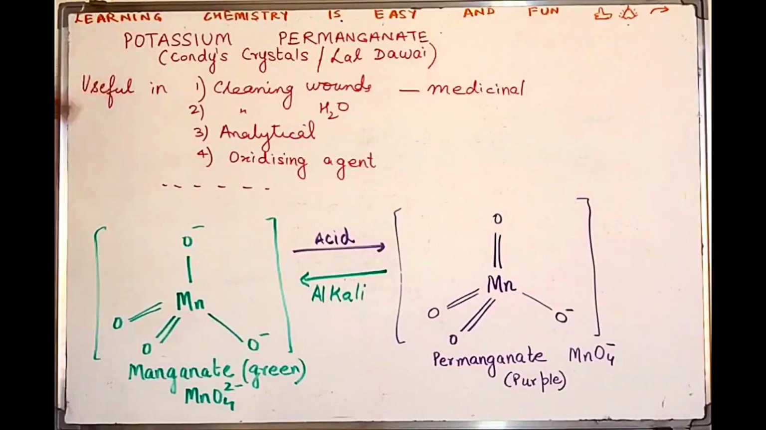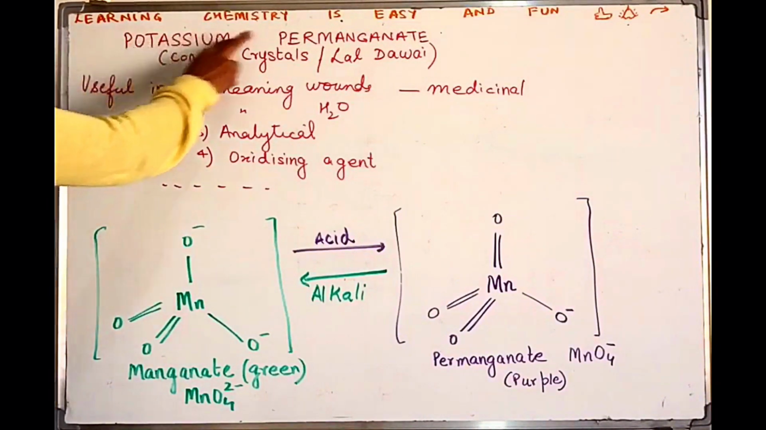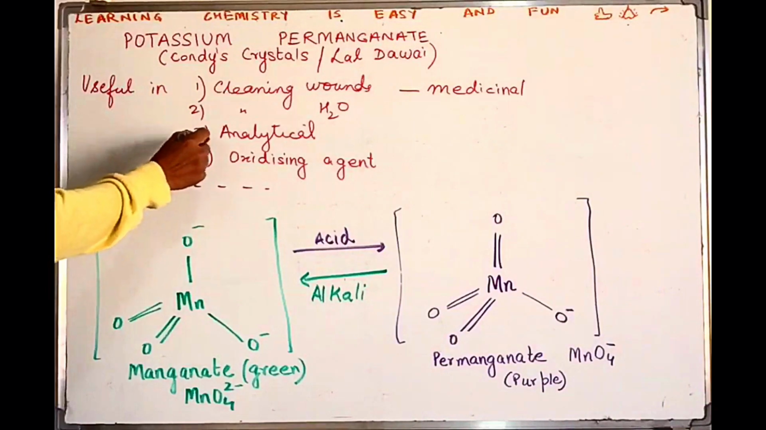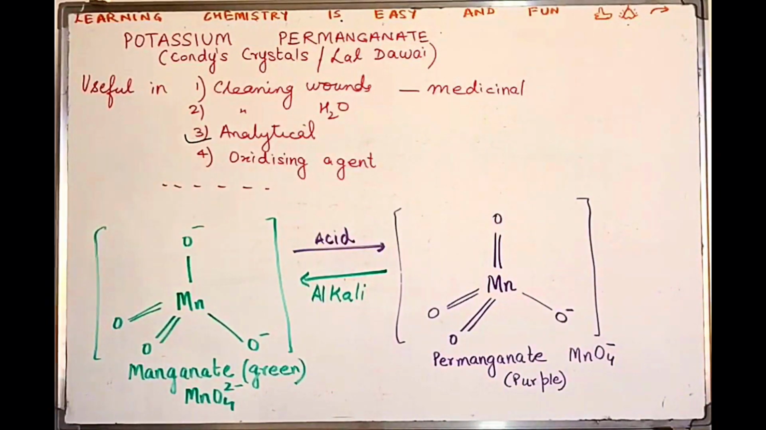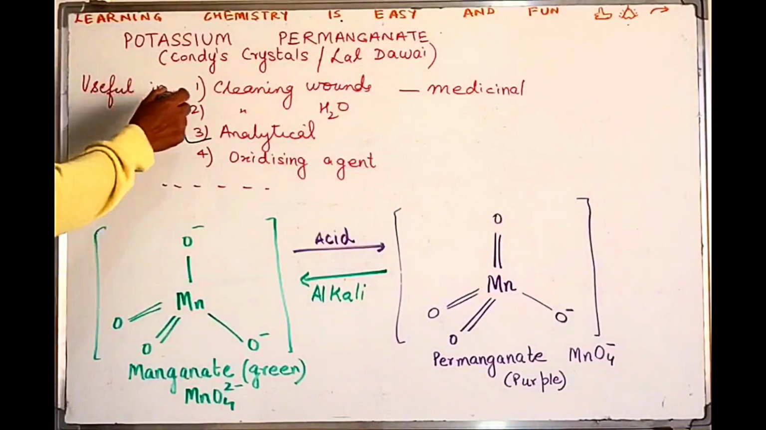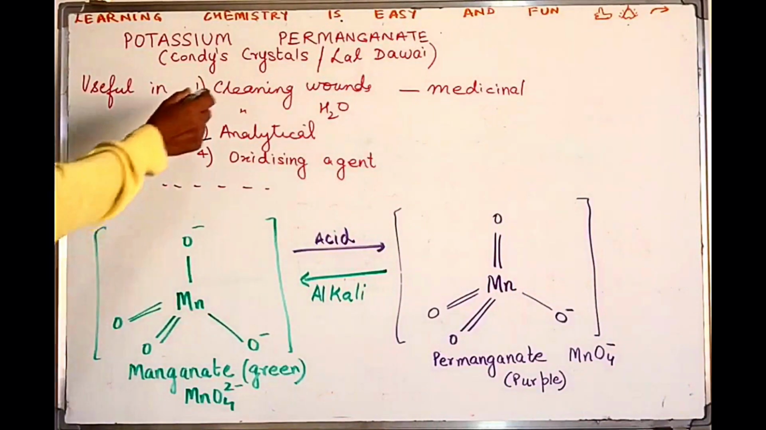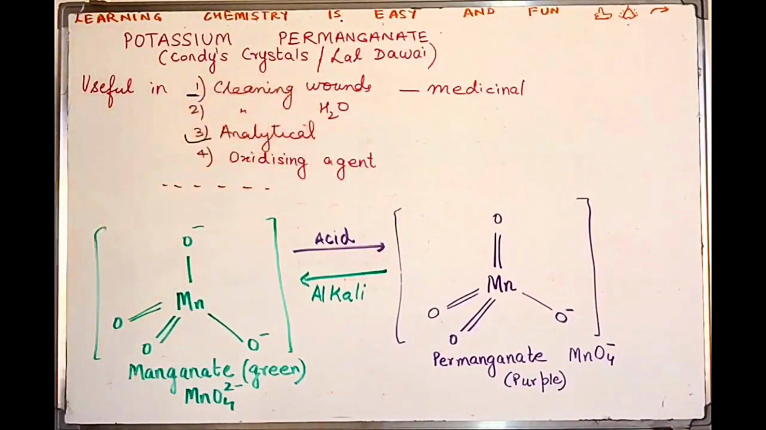Topic for today, potassium permanganate, and we shall be doing its preparation, properties and uses. Potassium permanganate is a very common chemical which you would have used in the laboratory for a number of tests. So you know it as an analytical reagent, right? It is a very good antibacterial as well as antifungal agent. Hence it is used for cleaning wounds, for any type of skin infections. Hence it has medicinal uses as well.